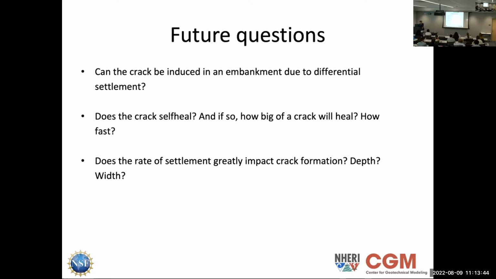So, our future questions. Can we actually induce a transverse crack due to differential settlement? We have to try. So that's like the number one thing for us. And with self-healing, we know that self-healing can occur, but we don't know how big of a crack will self-heal and how fast will the crack self-heal. And then we also want to look into the rate of settlement. Does that greatly impact the formation of the crack, the depth, the width, the location? Again, hopefully we're going to be getting into that a little bit next week.